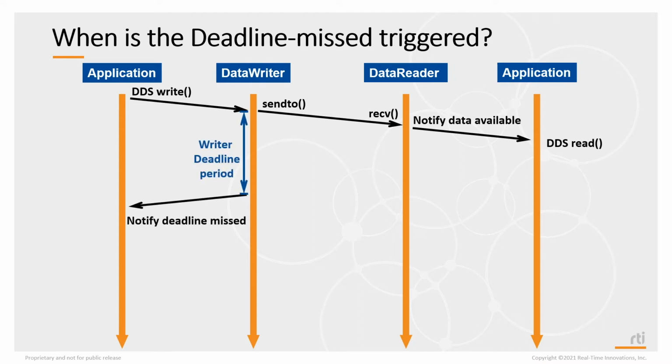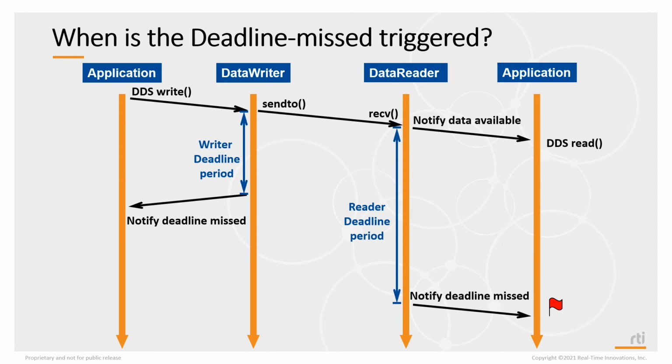Well, on the writer side, when the writer calls write, we'll set a deadline period. And if the writer doesn't call write again within that deadline period, we will let the application know, hey, you didn't write another piece of data within the time period you told us you were going to do, and we'll notify you that the deadline has been missed.